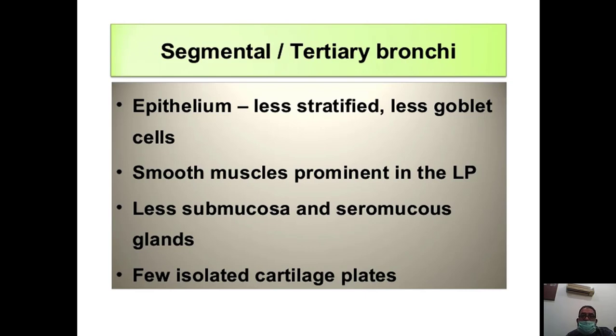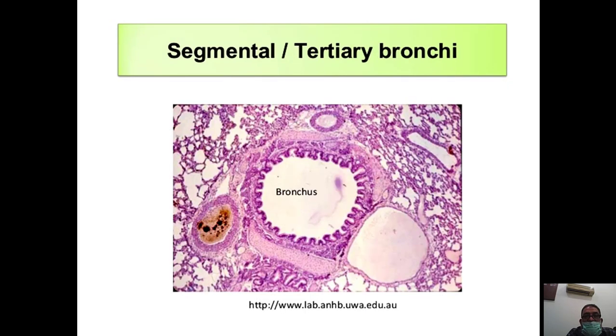Smooth muscle becomes prominent. Over here, all the activity depends upon the smooth muscle present in the lamina propria. There is less submucosa and seromucous gland; the submucosa is smaller in size and the glands become fewer in number. Few isolated cartilage plates remain. The cartilage plates start vanishing in the tertiary bronchi, although one or two scattered plates of hyaline cartilage are present in these segmental and tertiary bronchi. And this is the histological pattern of a tertiary bronchus.